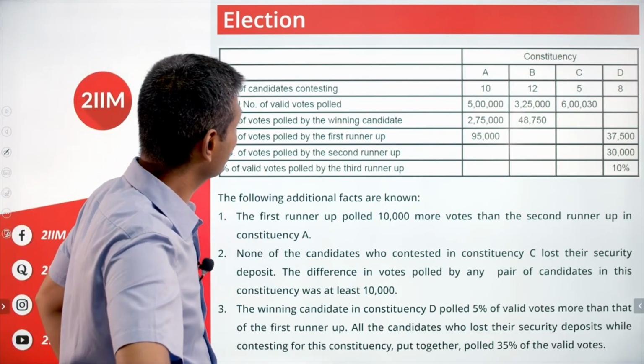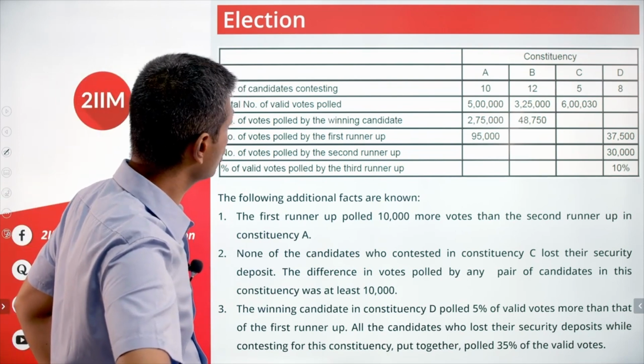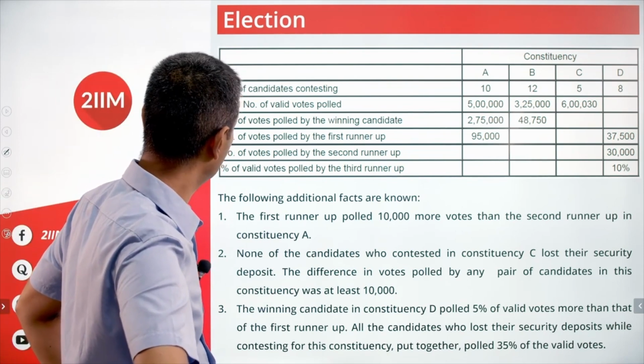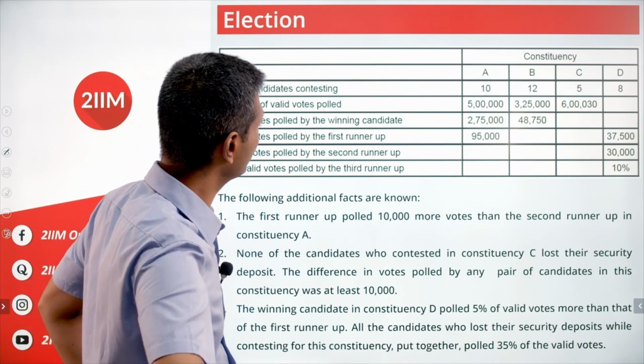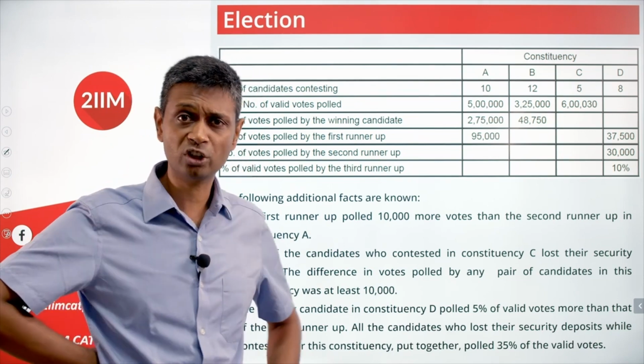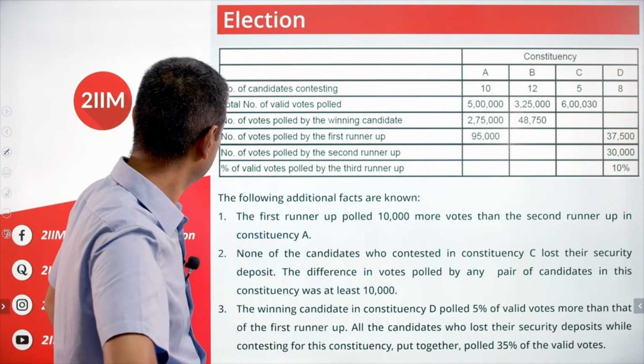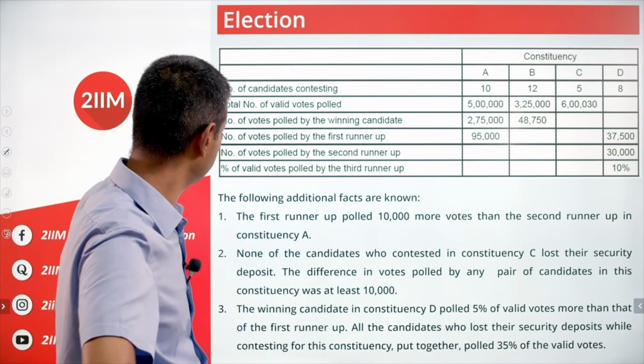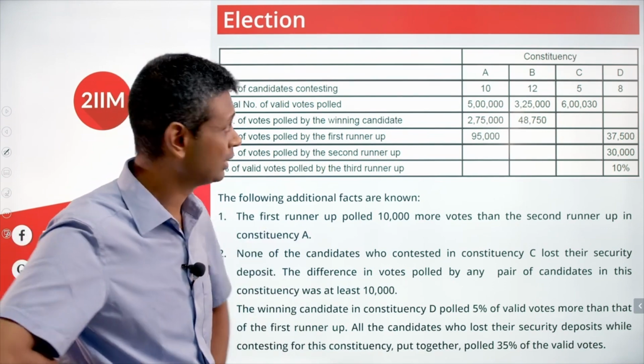A, there were 10 candidates. The total number of votes polled were 5 lakhs. The winning candidate got 2.75 lakhs. So he won by a massive margin. He won more than half the votes. First runner-up was 95,000. Second, third, we don't know.